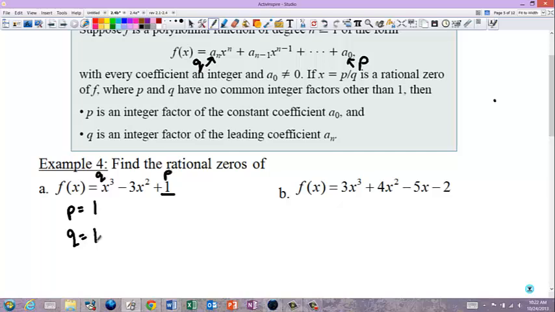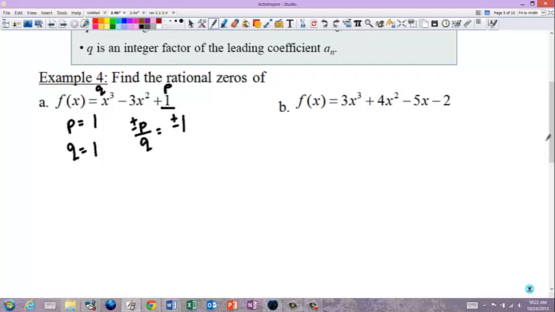So again, it's 1. So my possible rational zeros are plus or minus p over q. So it would be plus or minus 1, and that's it, because 1 over 1 is 1. And then you test them one by one, using synthetic division. These problems can get really long. So I'm going to test 1 with 1, -3, 0, and 1: 1, 1, -2, -2, -2, -2, -1.